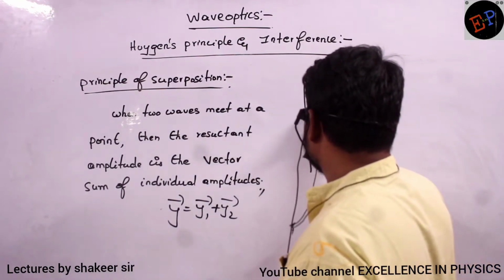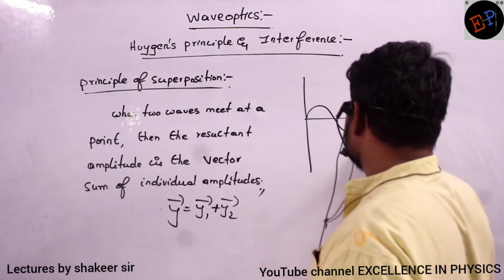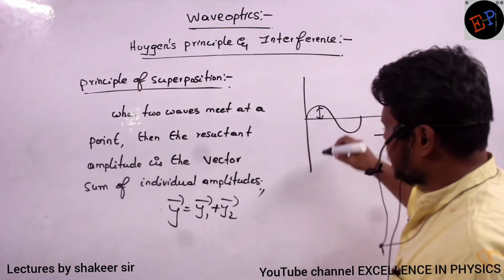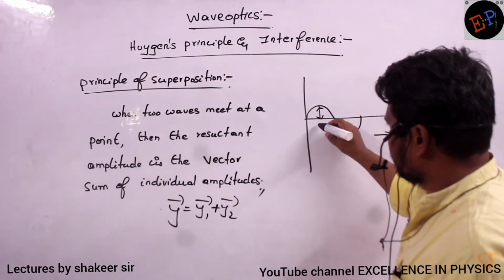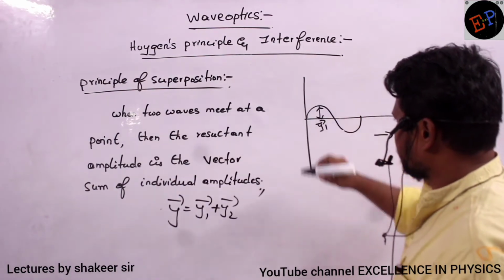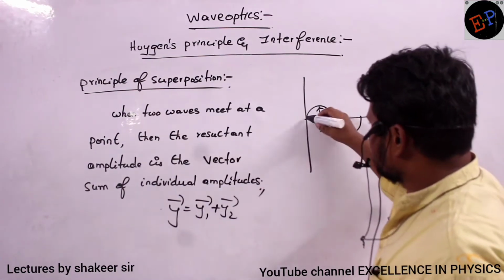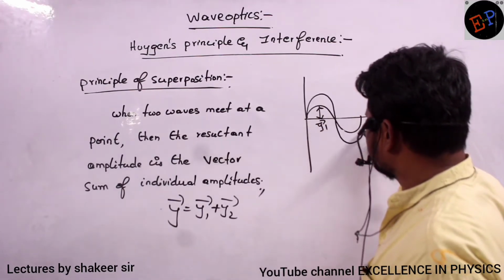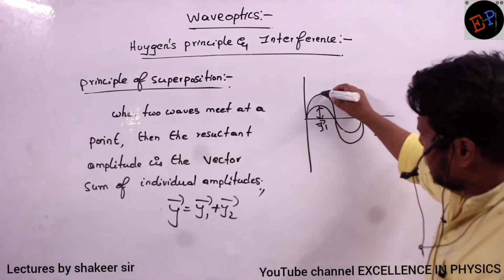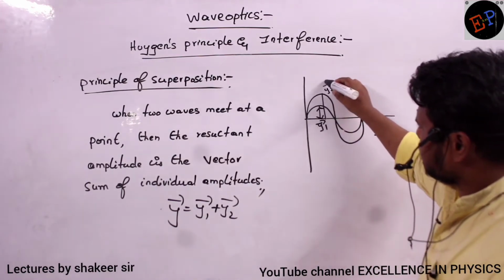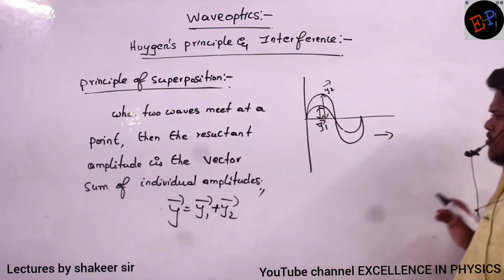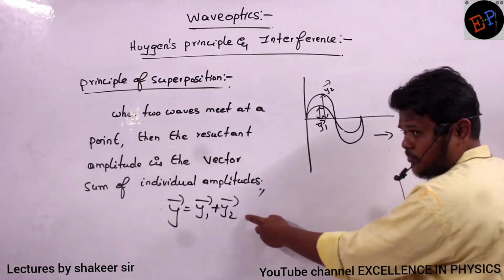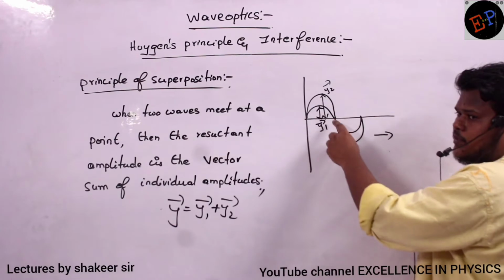So consider this is the first wave, traveling in this direction. The amplitude of this wave is y1 dash. And in the same direction or in the opposite direction, there is one more wave traveling like this. The amplitude of the second wave is y2 dash. So when two waves meet at any point, the resultant amplitude will be the vector sum of these two amplitudes.